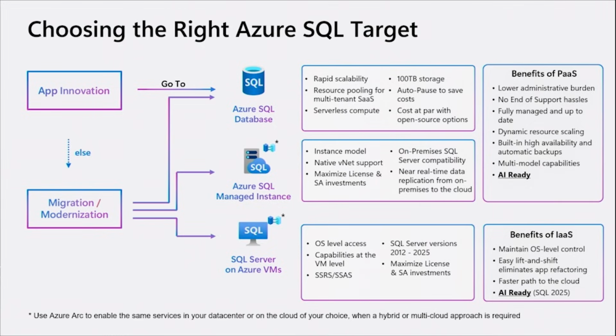With Managed Instance, it's an easy middle ground, right? If you need to migrate and get that instance model, consider Managed Instance as your target, but it's also a great place to start for innovation because there may be things that are in SQL Database that are not part of Managed Instance. And of course, if you just need that lift and shift, you need the OS level access, you need things like SSRS or SSAS, or you need a specific version of SQL Server, then stick with SQL Server on Azure VMs.